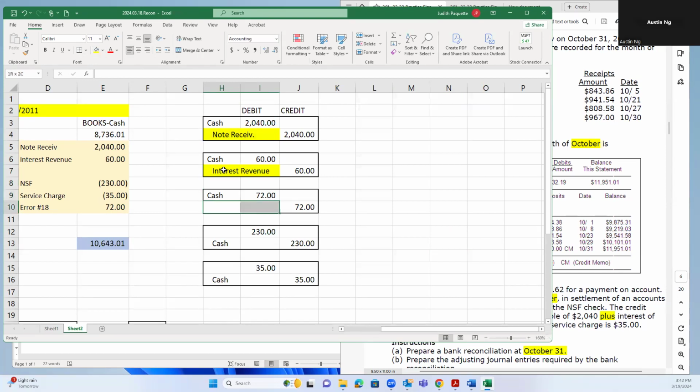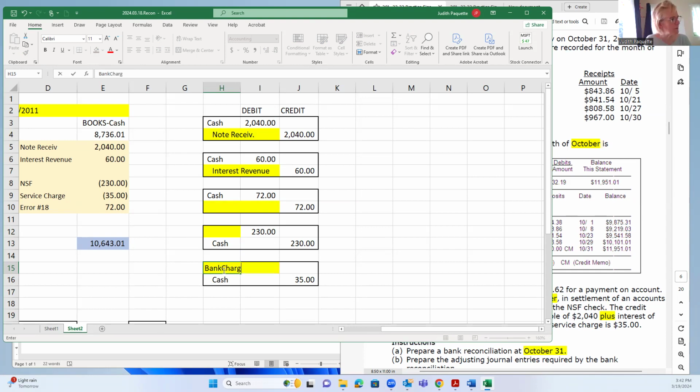And then you've got 3 more to go. So let's do the easy ones first. Let's do the 35. That's service charge. What account is that you guys have used? Bank service charge expense. Service charge expense, bank charge expense, either one of those is fine. But be sure you get the word expense in there.